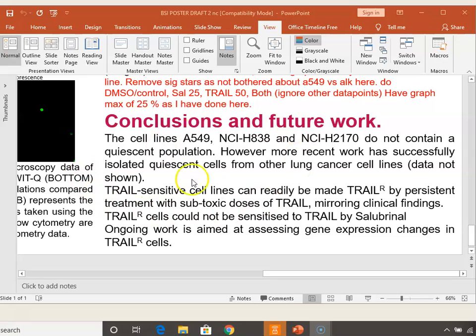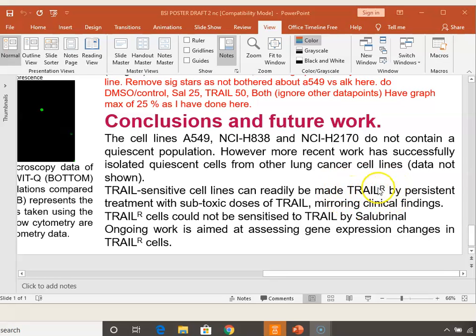Now this was a very short project, it was a master's 12-week project, and we've outlined that a few cell lines don't contain a quiescent population. That was one of the aims, to find out if they did contain a quiescent population. So on this particular piece of work we've outlined that many of the cell lines don't contain this quiescent population that we were looking for. We've been trying to generate cells that were resistant to this anti-tumour agent, so we've done that. So we've explained that these lines can be made resistant to this drug.